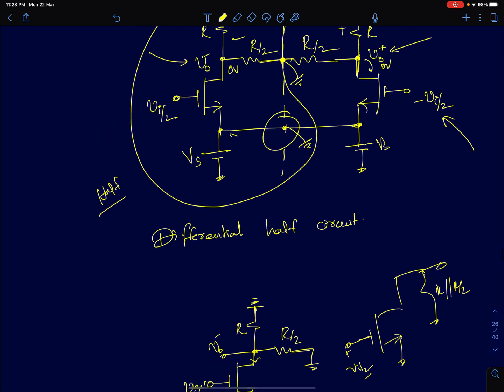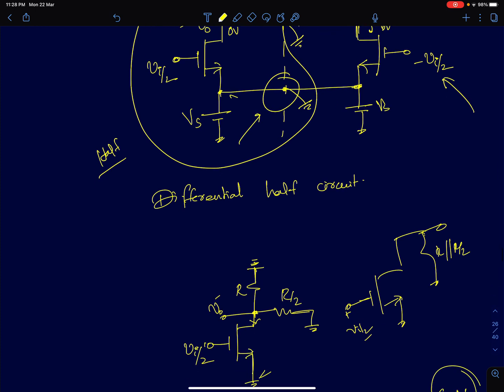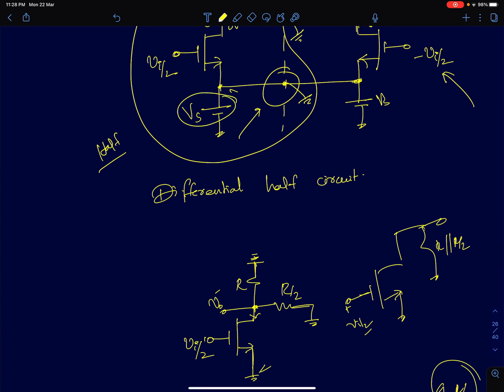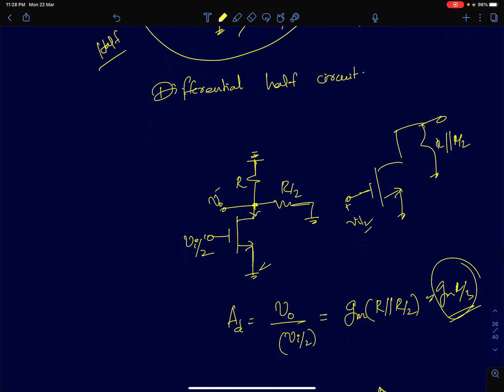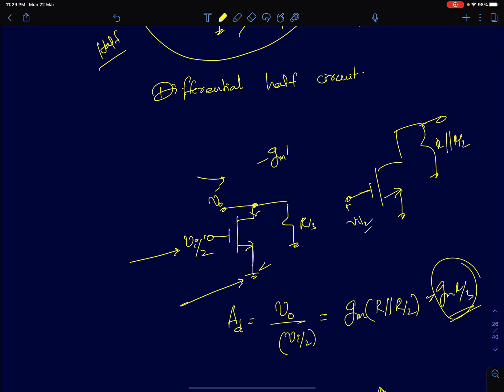So this node is anyways at AC ground. Even though there is a voltage source, as far as the small signal is concerned, that will come to AC ground. So this node is at AC ground. The input is at Vi by 2. I'm applying a Vi by 2 input. And we have a resistance R by 2 in addition to the resistor R here. So at the output, I can model this as a single resistance of value R parallel R by 2, which will simply be R by 3. So the voltage gain for this circuit happens to be minus Gm times R by 3.